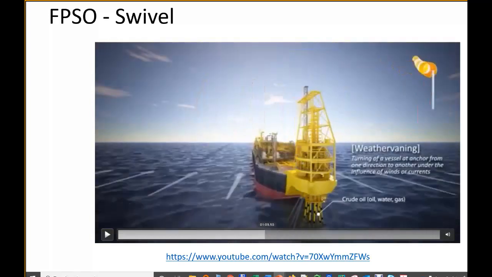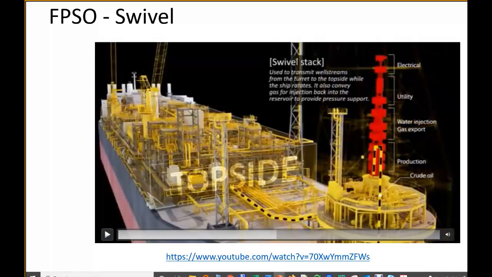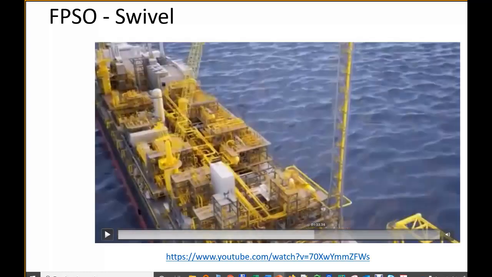Okay, and I think here there is some animation showing that the fluid goes inside, and it's a bit special because one part is rotating and the other part has to be relatively fixed. So we are going to see now how it looks. Courtesy of YouTube.